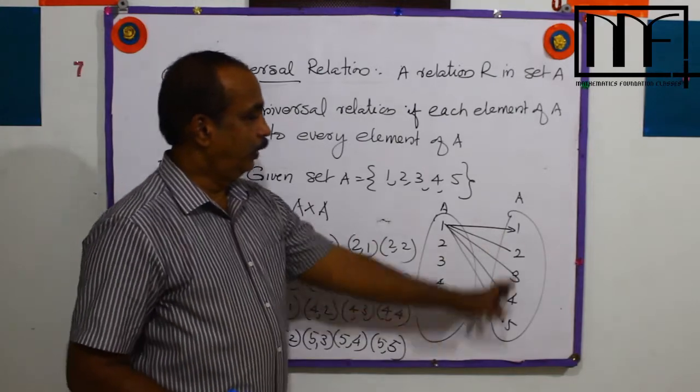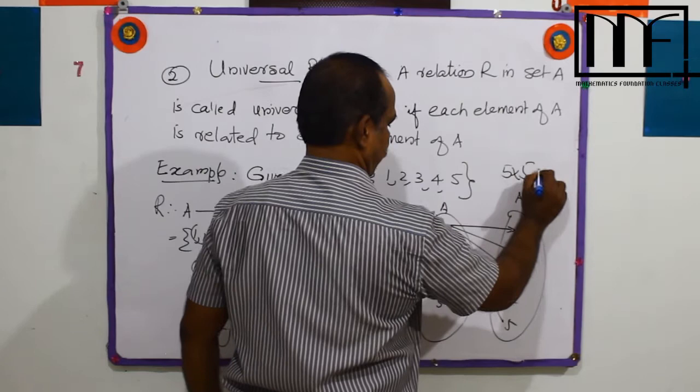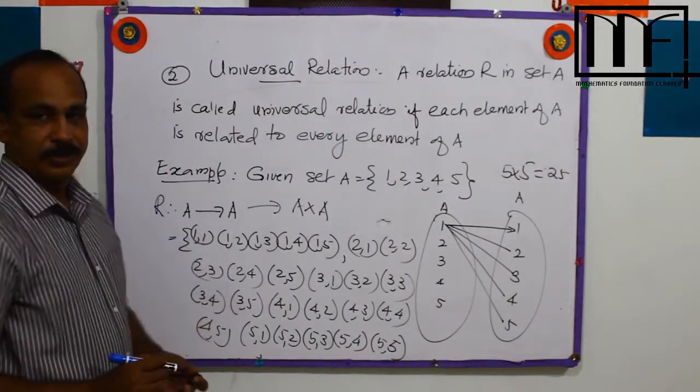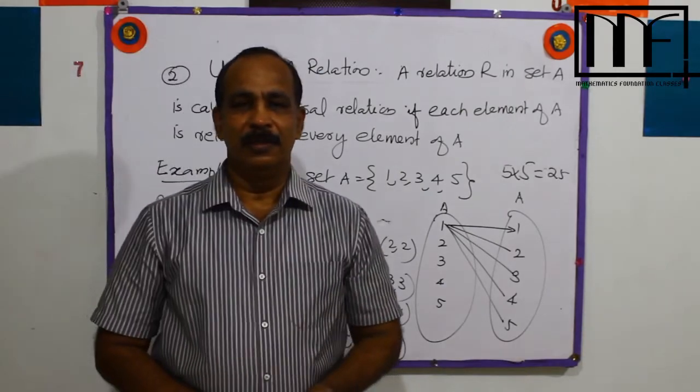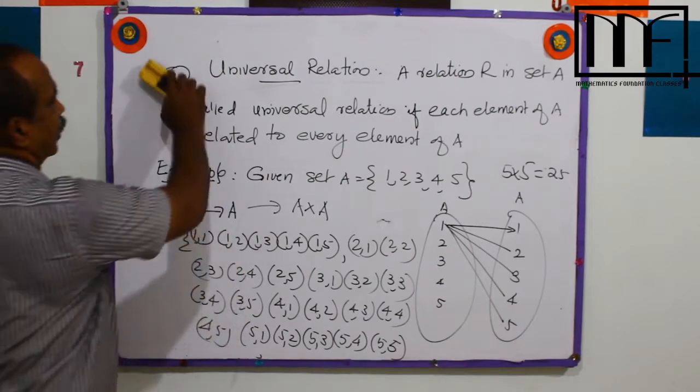All elements of A cross A. You know A has 5 elements, so A cross A will have 5 times 5, which is equal to 25 elements. We can see those 25 elements here. That is a universal relation.